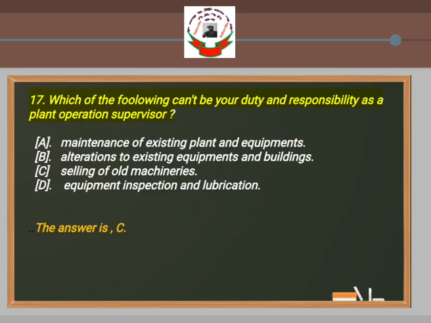17. Which of the following can't be your duty and responsibility as a plant operation supervisor? A. Maintenance of existing plant and equipments. B. Alterations to existing equipments and buildings. C. Selling of old machineries. D. Equipment inspection and lubrication. The answer is C.